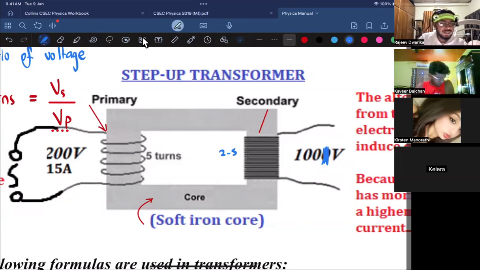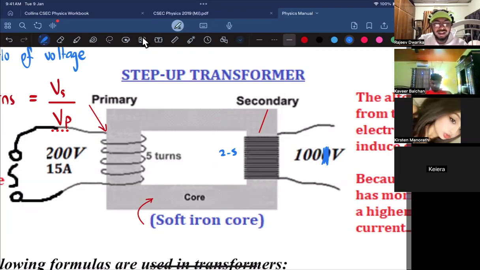That's not what I mean. Multiplication. What would you have to multiply 100 by to get 200? You'd have to multiply it by 2, right? But is this a step up or a step down? Where's the step voltage? This is a step down, which means the number of turns in the secondary has to be less.